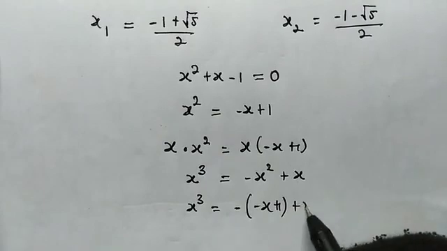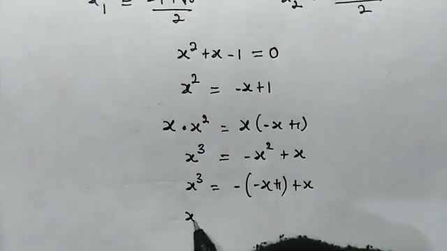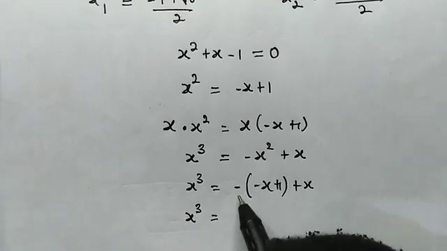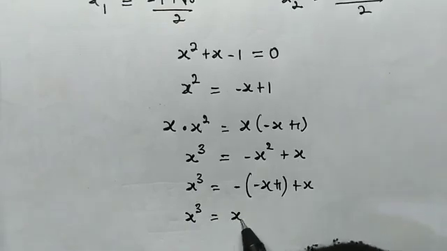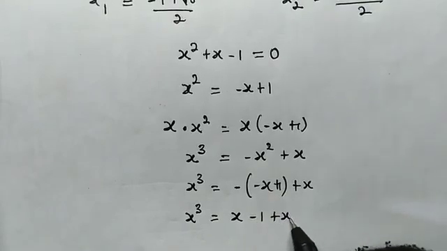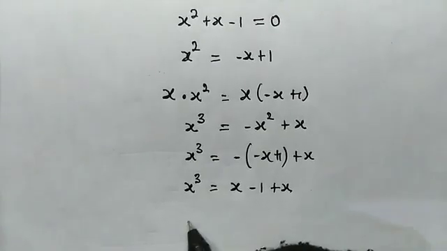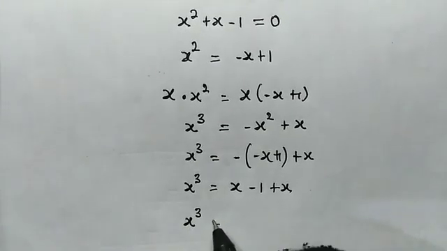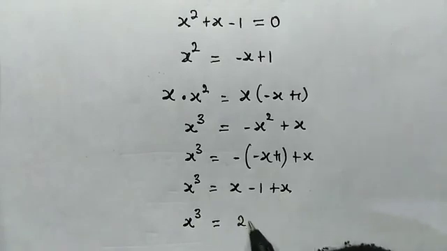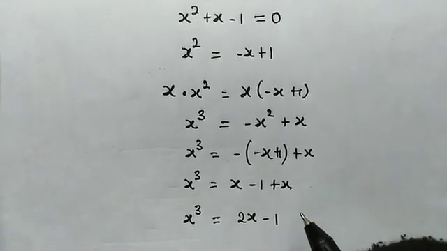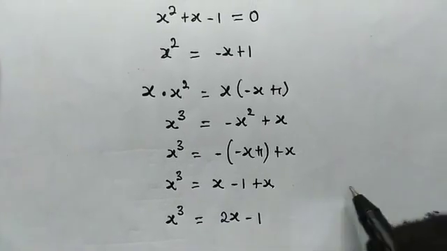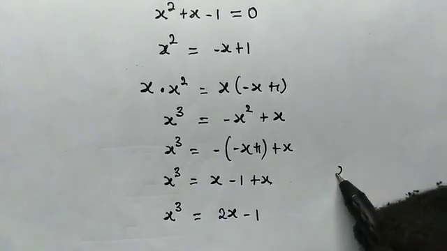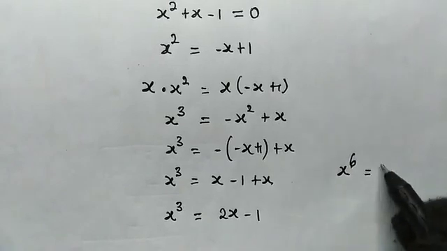Then remember we have plus x here. So x to the power of 3 is equal to: negative times negative gives x, then negative times plus gives minus 1, then plus x. So x to the power of 3 is equal to x plus x, which is 2x minus 1.